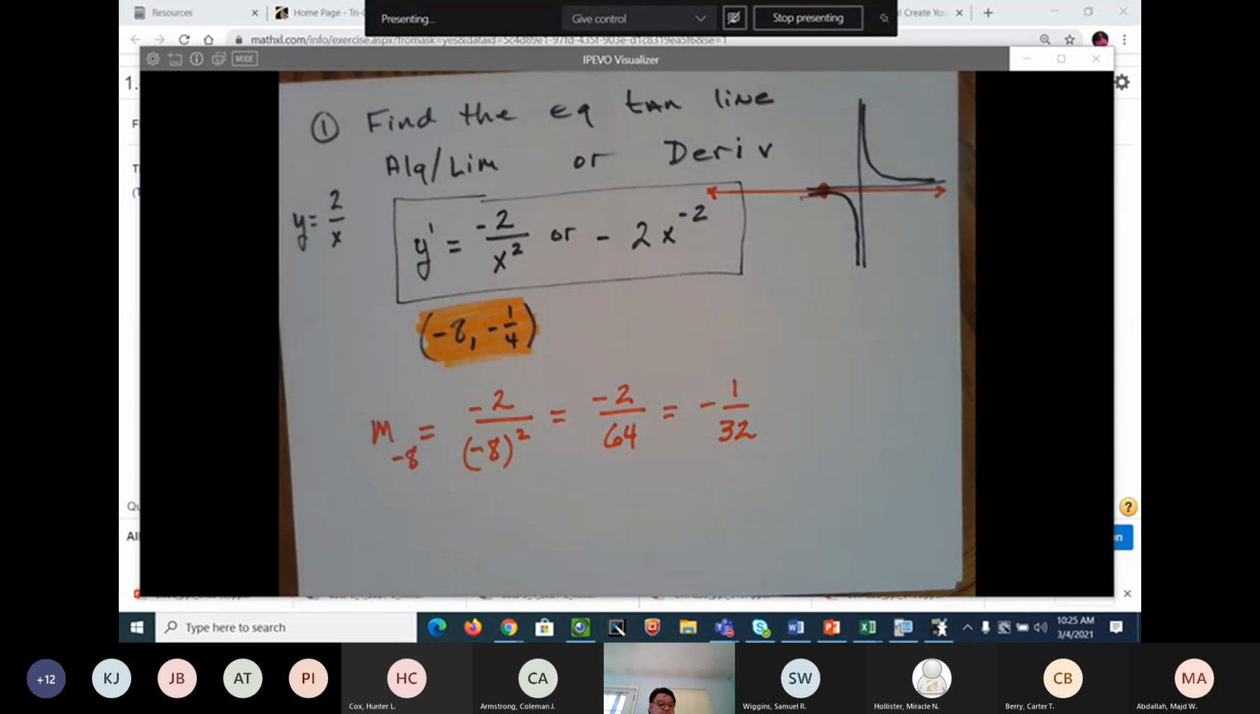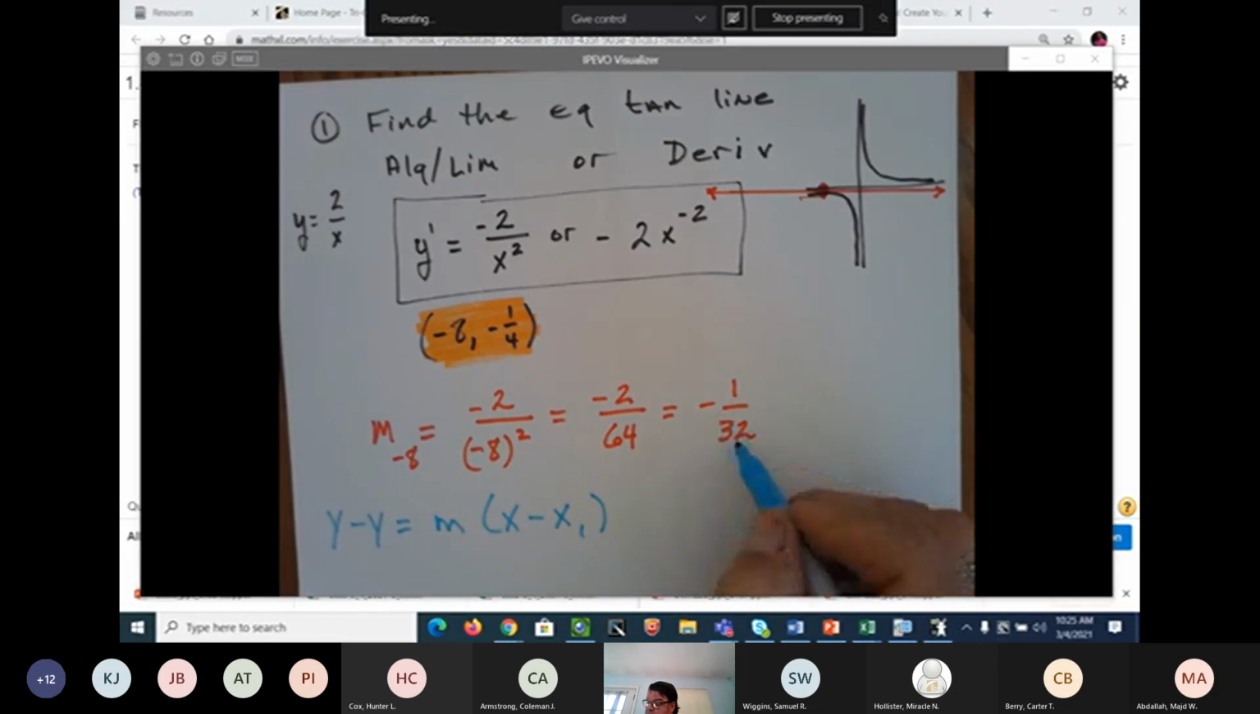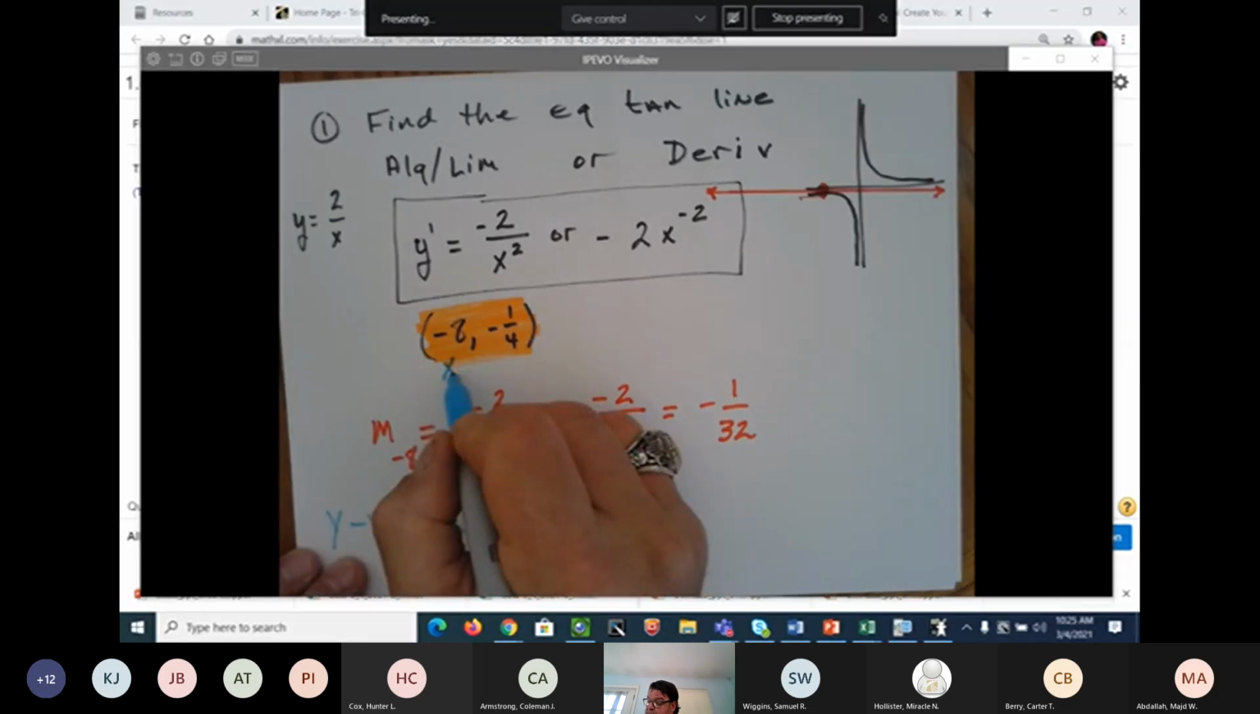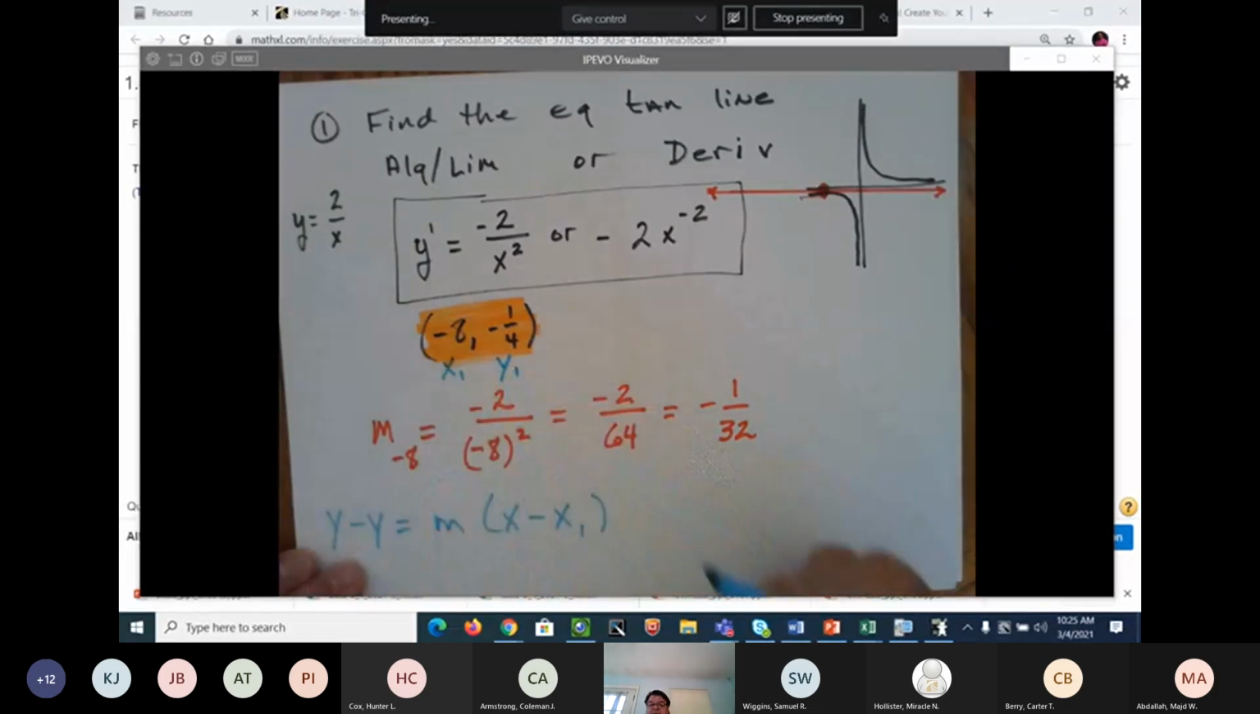All right, now, use the point slope equation. I'm going to do this in blue. y minus y sub 1 is equal to m times x minus x sub 1. We got m. m is negative 1 over 32. And this is our point. This is x sub 1. This is y sub 1. All right, get to it. Plug and chug and solve for y. We're going to do it on the next page.